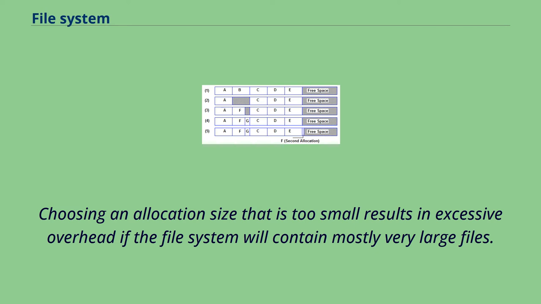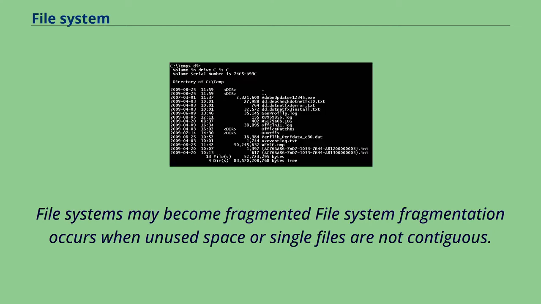Choosing an allocation size that is too small results in excessive overhead if the file system will contain mostly very large files. File systems may become fragmented. File system fragmentation occurs when unused space or single files are not contiguous.